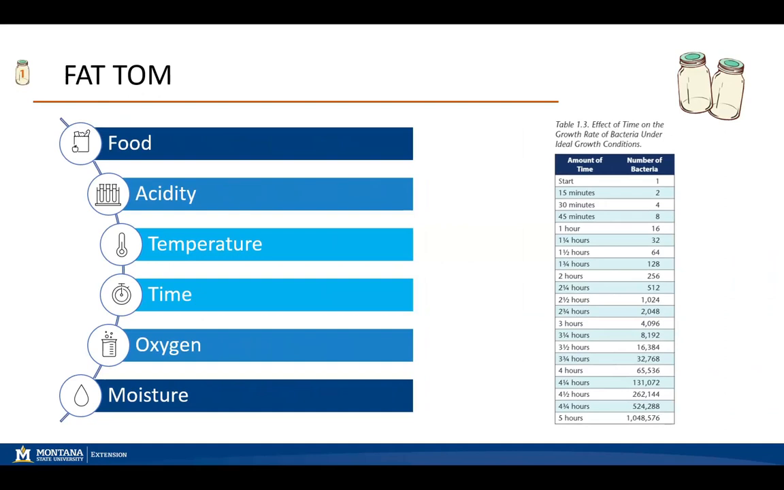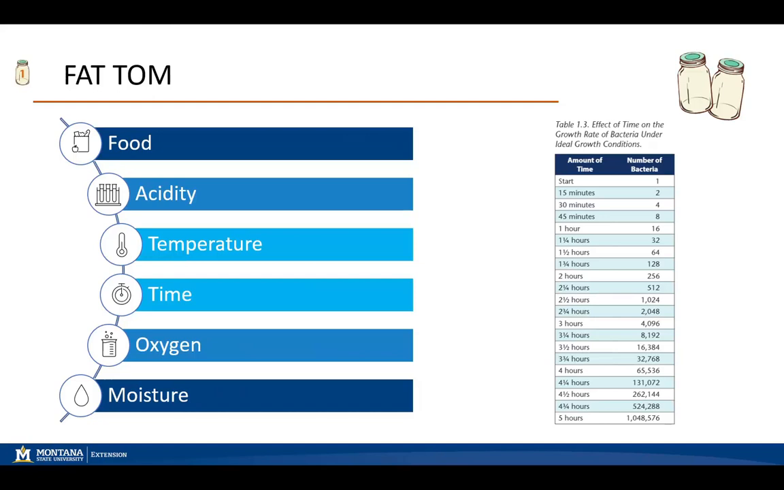FAT-TOM is the acronym we use to help us remember the environmental conditions that influence bacteria growth. Food: the nutrients in the food determine what bacteria can grow. Acidity: each food has its own pH or acidity. We will talk more about this in the next slide.